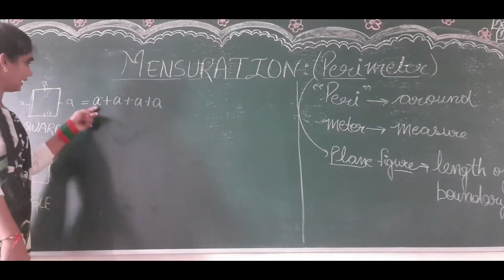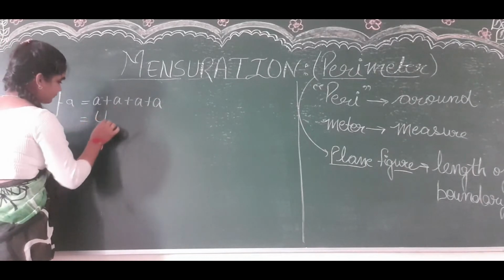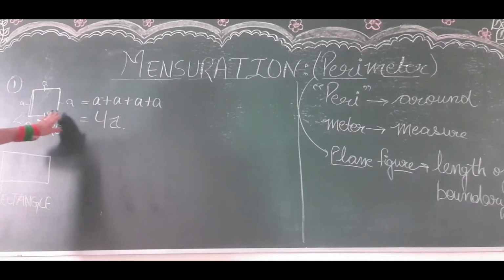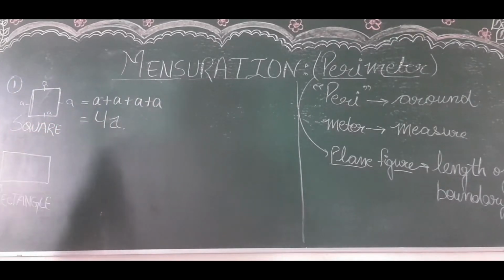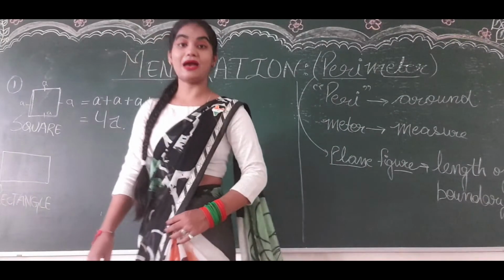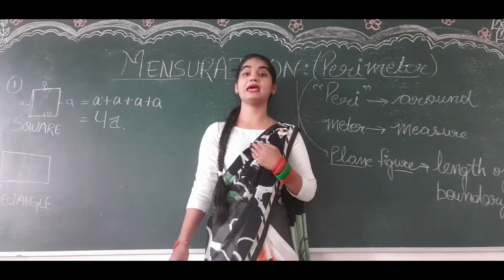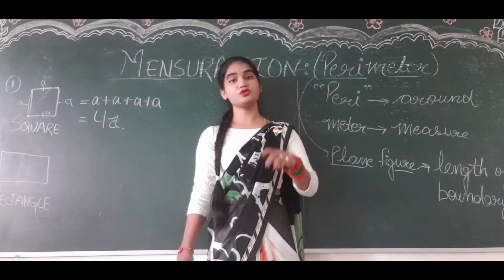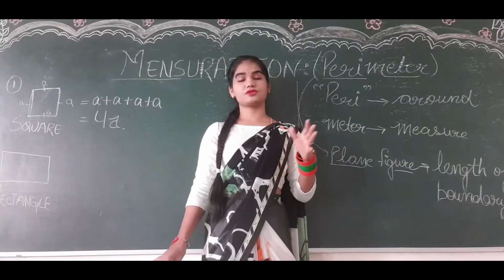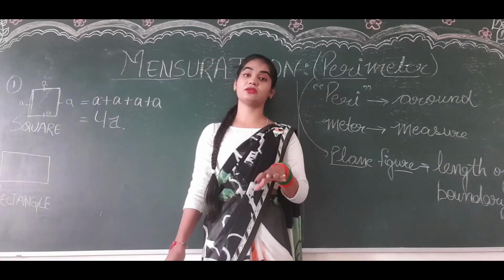And when we add A plus A plus A plus A, it becomes 4A. Now we will do an example. For example, I have a square park. मेरे पास क्या है? एक स्क्वायर पार्क है. मुझे उस स्क्वायर पार्क के चारों तरफ तार लगानी है, so that stray dogs don't come in. Stray dogs, गली के डॉग्स पार्क में आएंगे तो क्या होगा?